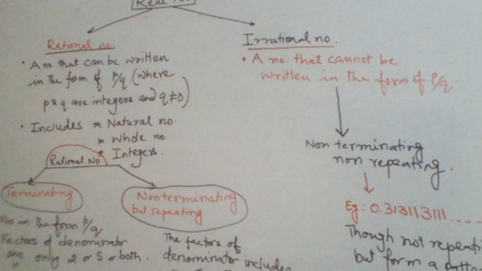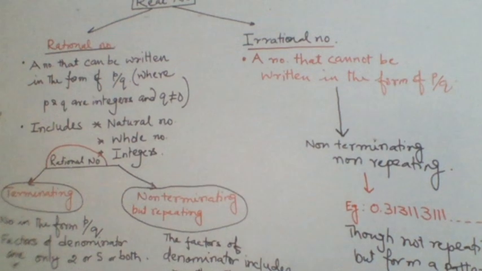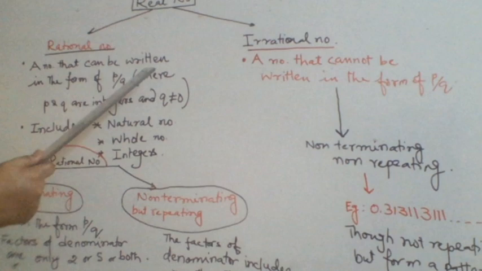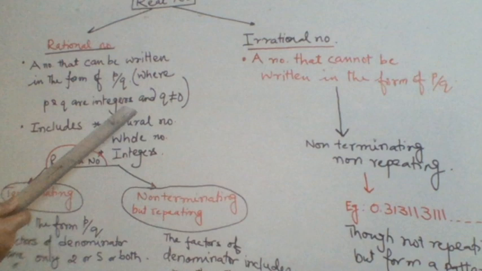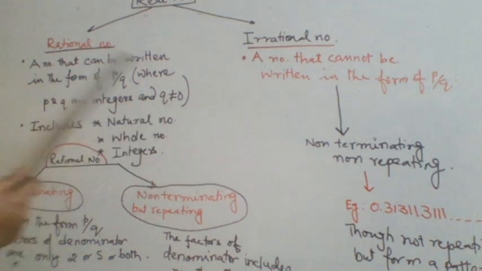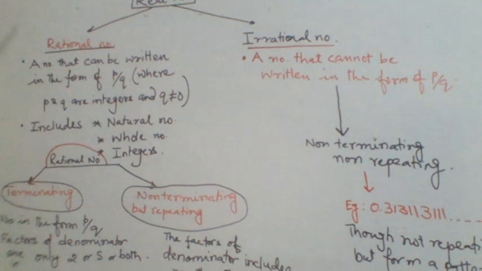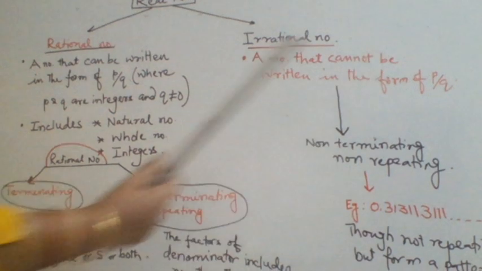Rational number, you have studied rational numbers in your 7th class, my dear students. I hope you are recalling it. The definition is a number that can be written in the form of p by q, where p and q are integers and q should not be equal to 0. This is the definition of a rational number. And an irrational number is a number that cannot be written in the form of p by q.